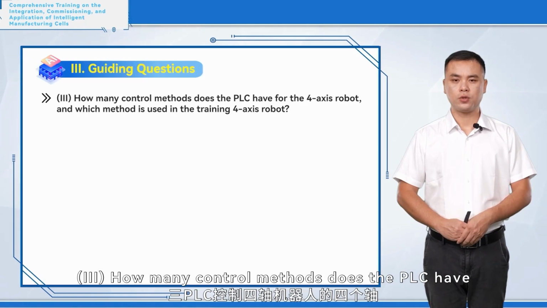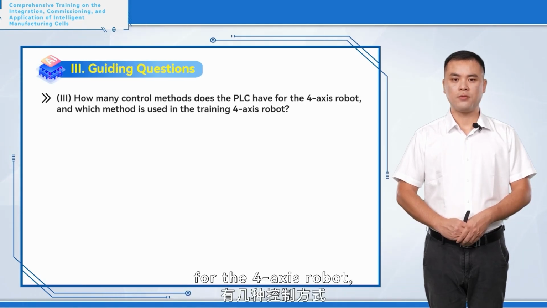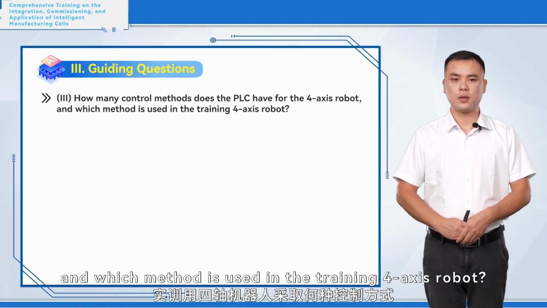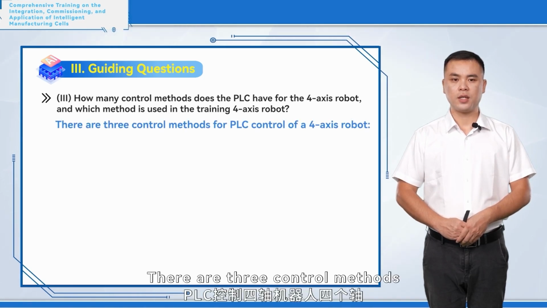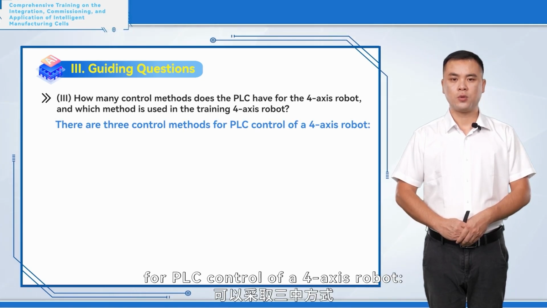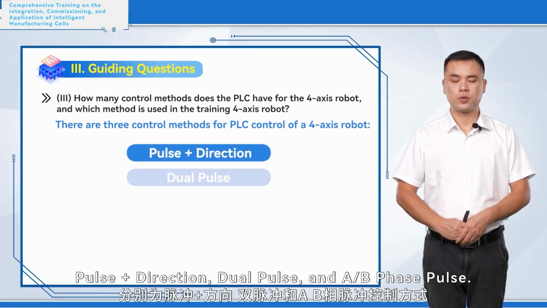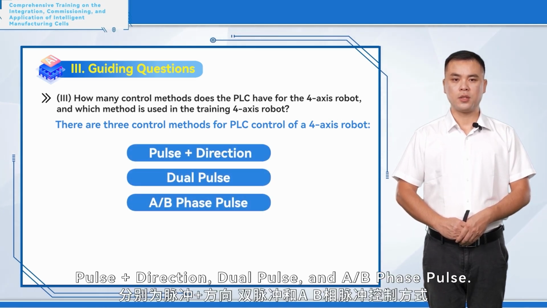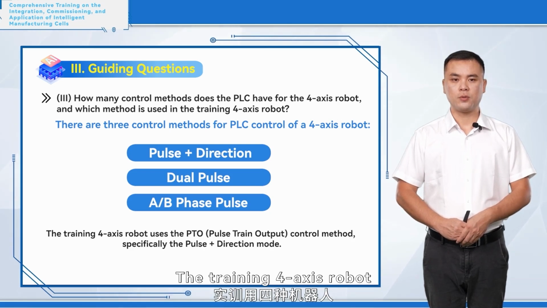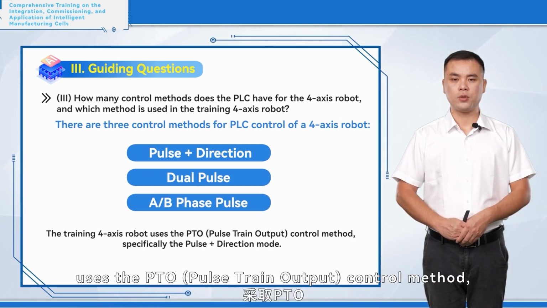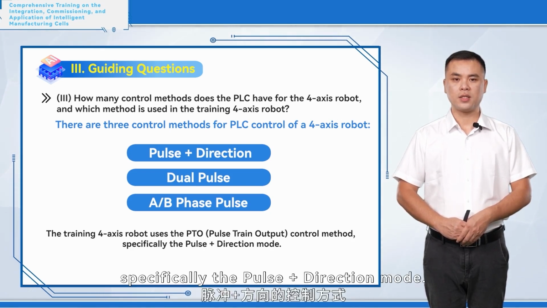3. How many control methods does the PLC have for the 4-axis robot? And which method is used in the training 4-axis robot? There are 3 control methods for PLC control of a 4-axis robot: pulse plus direction, dual pulse, and AB phase pulse. The training 4-axis robot uses the PTO pulse train output control method, specifically the pulse plus direction mode.